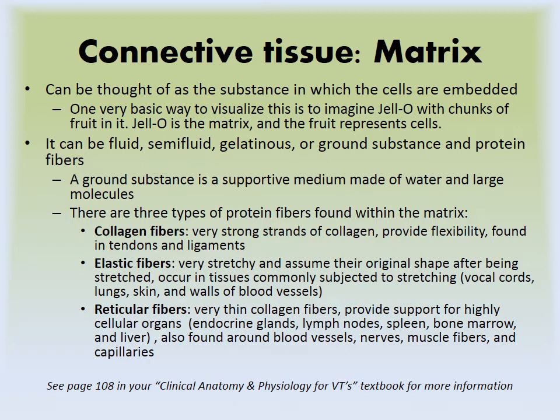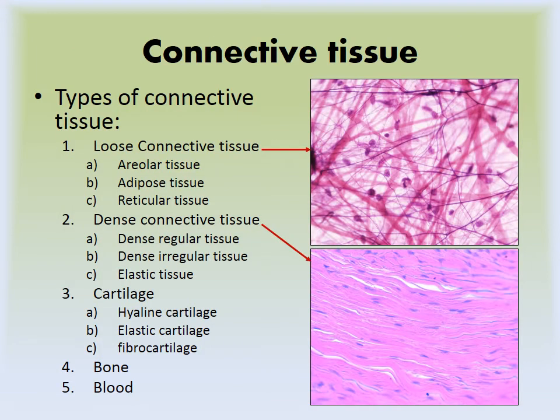There's elastic fibers, which are very stretchy and assume their original shape after being stretched out, and they occur in tissues commonly subjected to stretching. For example, vocal cords, your lungs, your skin, the walls of your vessels, things that will expand and contract will have elastic fibers in that type of connective tissue. And then there's reticular fibers, which is a very thin collagen fiber. It provides support for highly cellular organs, for example, endocrine glands and lymph nodes and spleens and bone marrows and livers, also found in blood vessels, nerves, muscle fibers, and capillaries as well.